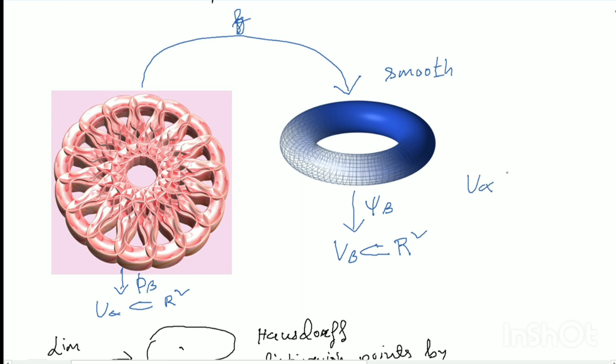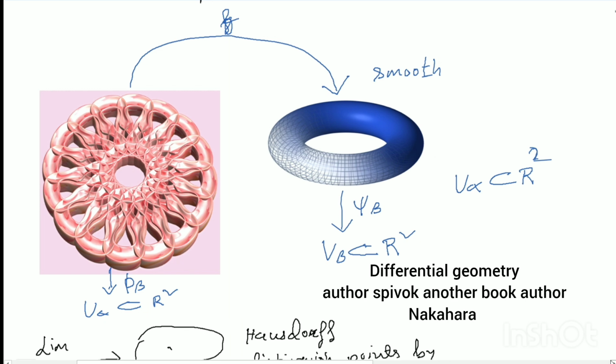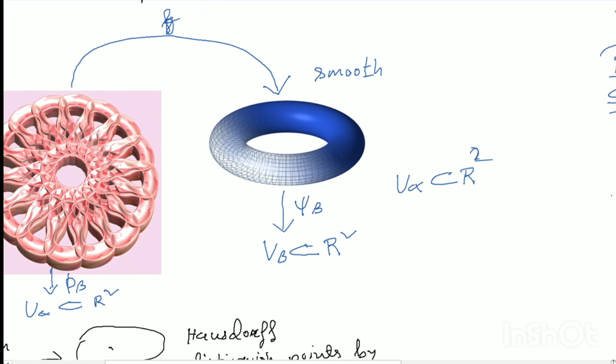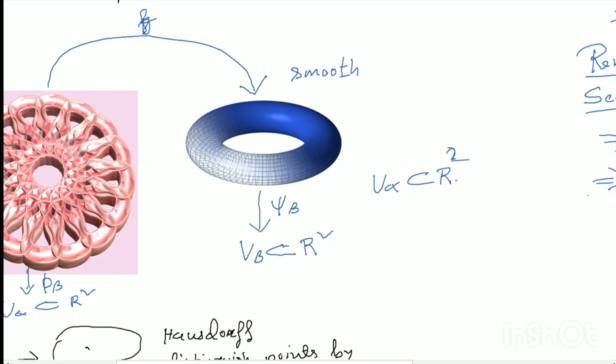If you would like to dig a little bit deeper into this topic, take a look at the books by Spivak and Nakahara, or any other differential geometry or topology book. So whatever we get, psi beta composed with psi alpha inverse.